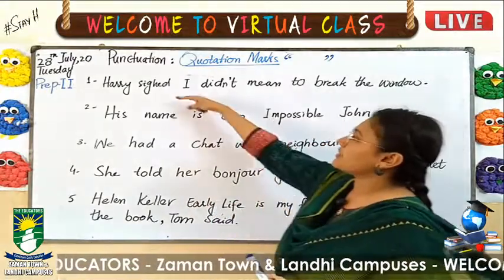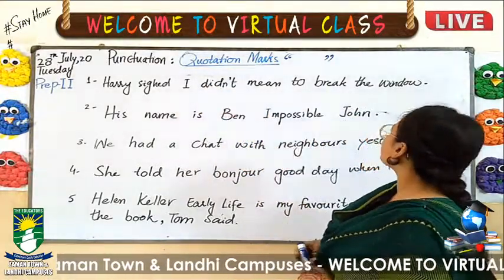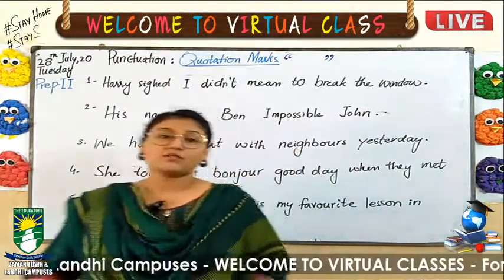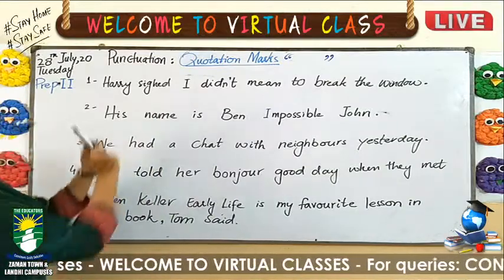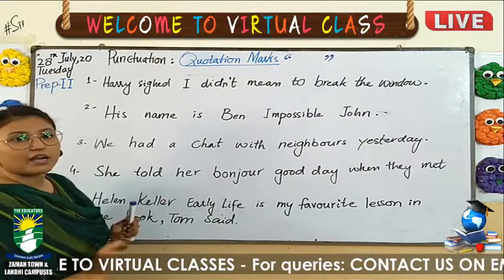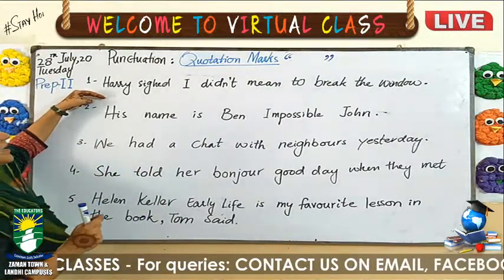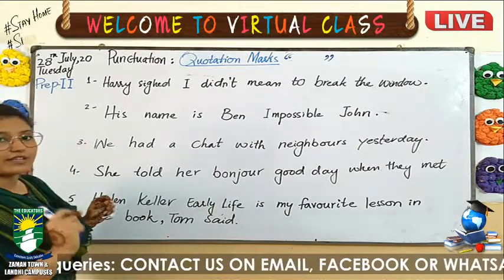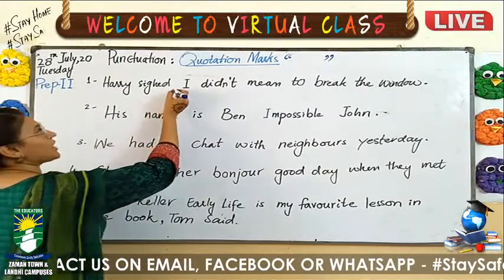So the first sentence: Harry sighed, I didn't mean to break the window. In this sentence, how do we use quotation marks? Because we are having a quotation here. You will come to know after I put quotation marks here. So we use quotation marks when we are separating the quote of a character, or we are setting off the speaker from the quotation line.